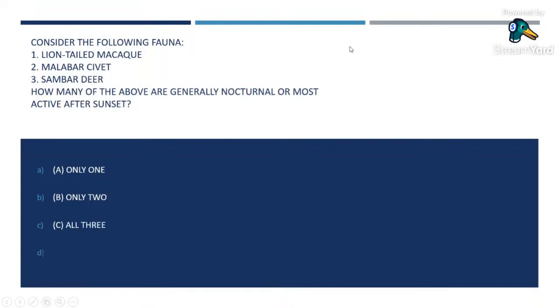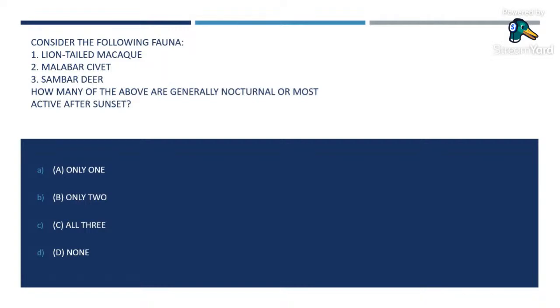So let us begin with the first question. Consider the following fauna: 1. Lion-tailed macaque. 2. Malabar civet. 3. Sambar deer. How many of the above are generally nocturnal or most active after sunset? A. Only one. B. Only two. C. All three. D. None.